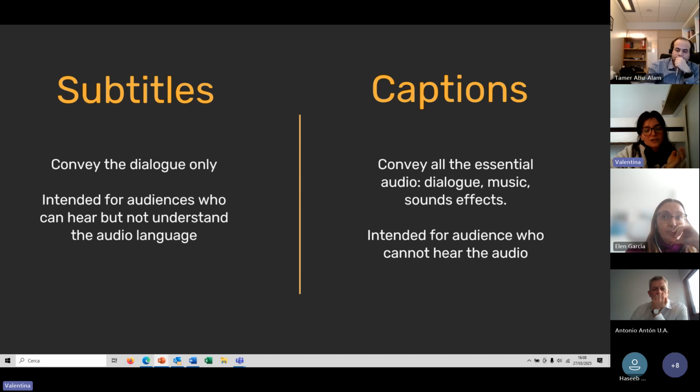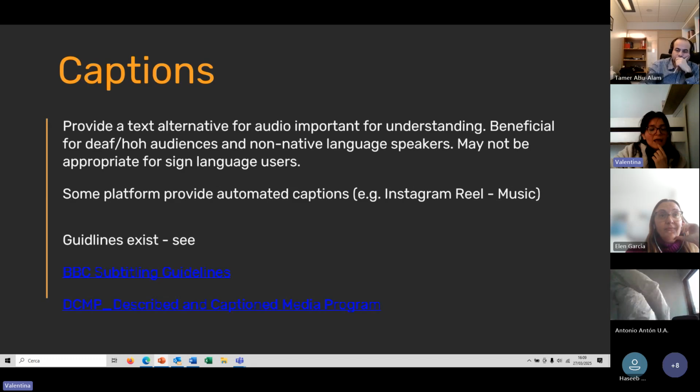Because the subtitles, for example in YouTube, you can add automatically, but it's also very important to add captions, because they help you to convey all the essential audio, so the music, the sound effects, if you want to add them, of course.